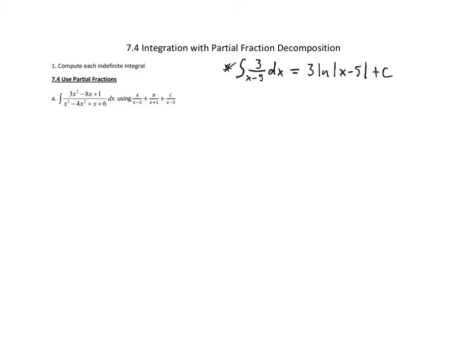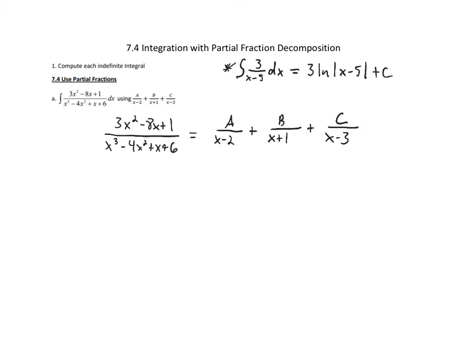So we're going to use partial fractions to make something look like this: a over x minus 2 plus b over x plus 1 plus c over x minus 3. Let's start first with the partial fraction decomposition. We want to take 3x squared minus 8x plus 1 over x cubed minus 4x squared plus x plus 6, and make it look like a over x minus 2 plus b over x plus 1 plus c over x minus 3. So we're going to multiply through by a common denominator. Those three terms, x minus 2, x plus 1, x minus 3, are really just whatever this denominator was, so that cancels out.